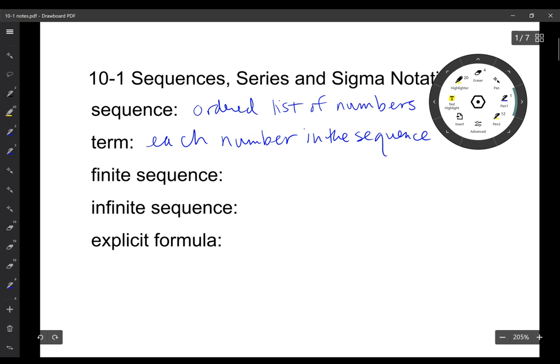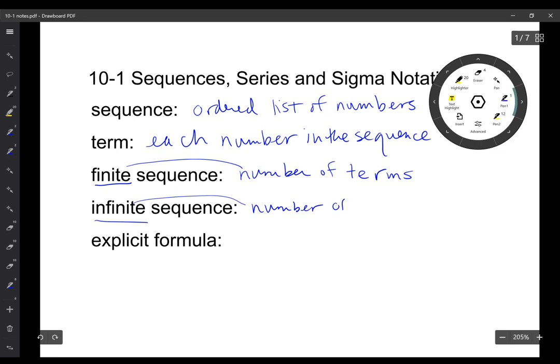A finite sequence has a finite number of terms. So that means it stops, right? It doesn't go on forever. There's 10 terms or 12 terms or something. Infinite sequences, though, are going to have an infinite number of terms. So they do go on forever.